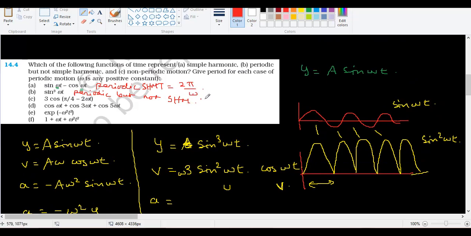Two pi by omega is the same thing, time period. Yes, since this is omega, time period is 2 pi by omega. This is a straightforward question. Whenever you see cos something, you can say it is a simple harmonic motion.